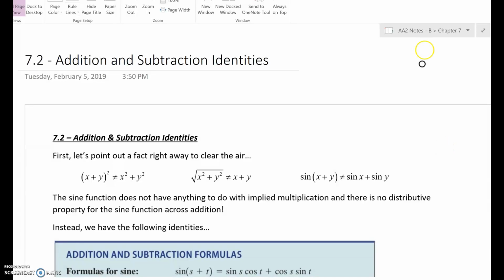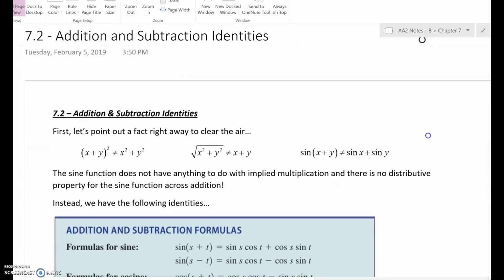Okay, we are on section 7.2, addition and subtraction identities. First, you can see, as it says on here, that (x + y)² does not equal x² + y². You can't distribute squaring into addition or subtraction. The square root of x² + y² does not equal x + y. You can't distribute square root when you're adding or subtracting.